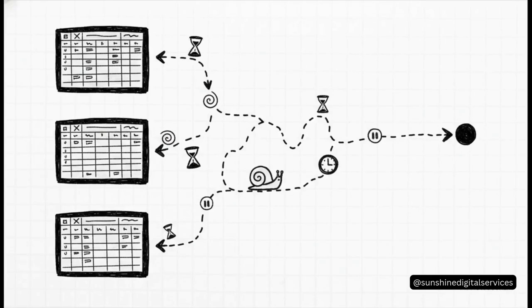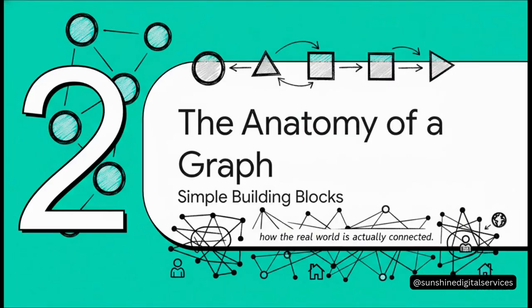So what's actually wrong with tables? Well, the second you need to find out how different pieces of data connect, a relational database has to perform these complicated operations called joins. It has to look up data on one table, then jump to another, then another, trying to piece all the clues together as it goes. And as your data gets bigger, that process gets slower and slower and slower. And this, right here, is exactly where graph databases just shine. They use a brilliantly simple and intuitive model that's literally designed to mirror how the real world is actually connected.